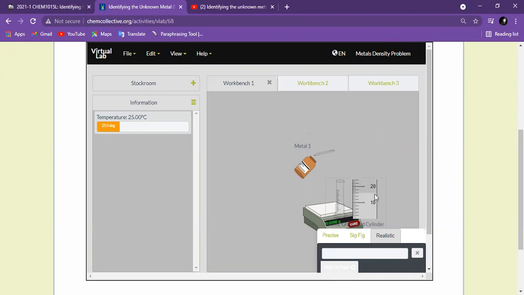The metal was added in no particular or exact amount. So therefore, I added 16 milliliters. The volume is 16 milliliters.